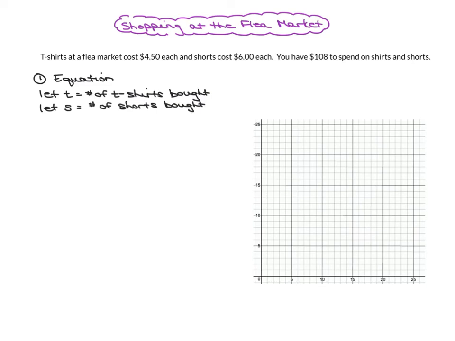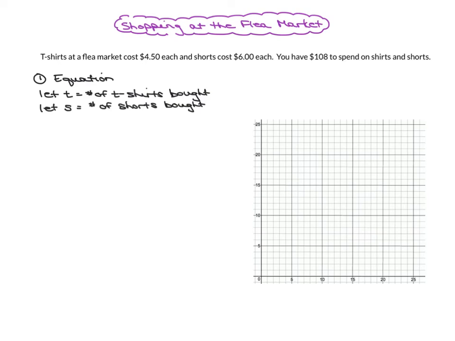So, here's our situation. T-shirts at a flea market cost $4.50 and shorts cost $6 each. You have $108 to spend on shirts and shorts. So that's a lot of money. So you're probably going to be able to buy a lot of t-shirts and shorts, kind of different combinations. Maybe you're buying them for friends, maybe you're buying them for gifts.